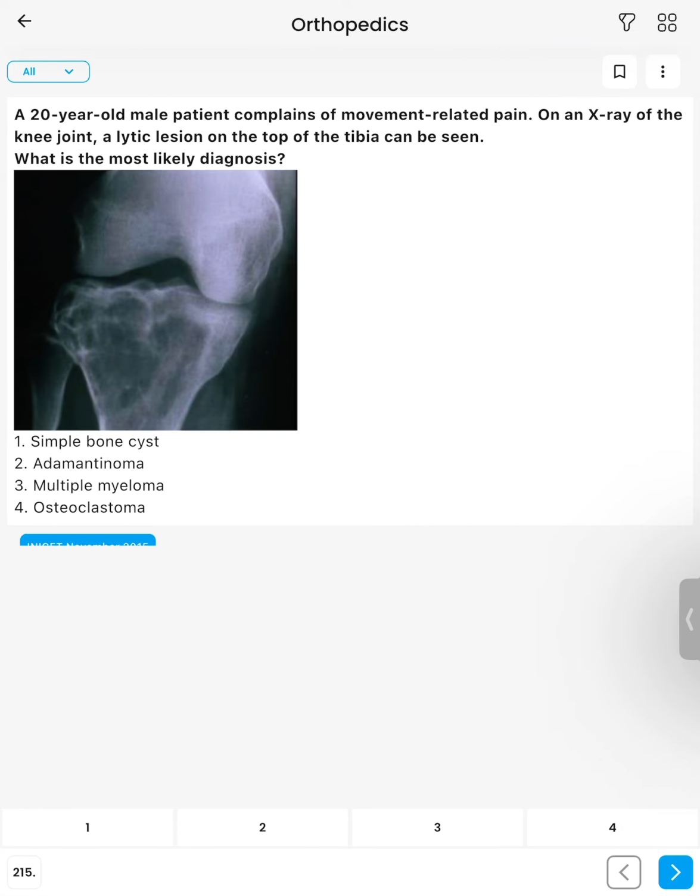Patient complaining of pain with movement near the knee joint. See, this is a bone tumor involving the epiphyseal center. So the answer is giant cell tumor.